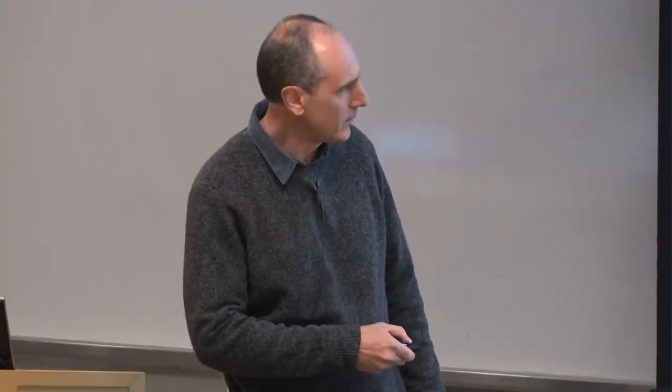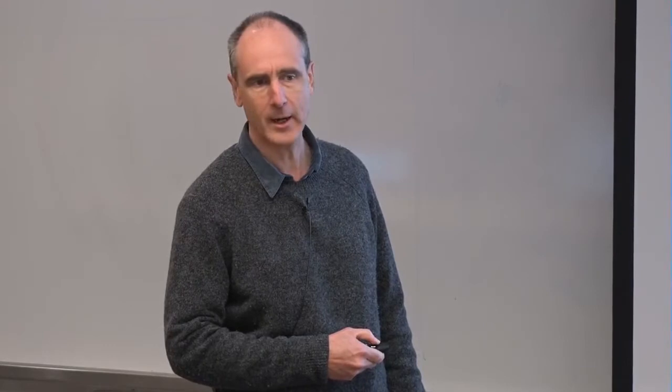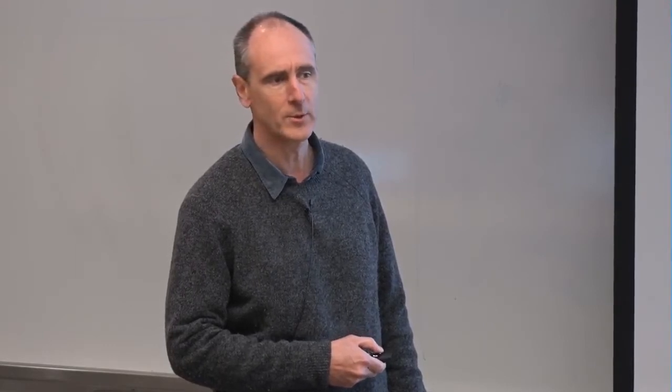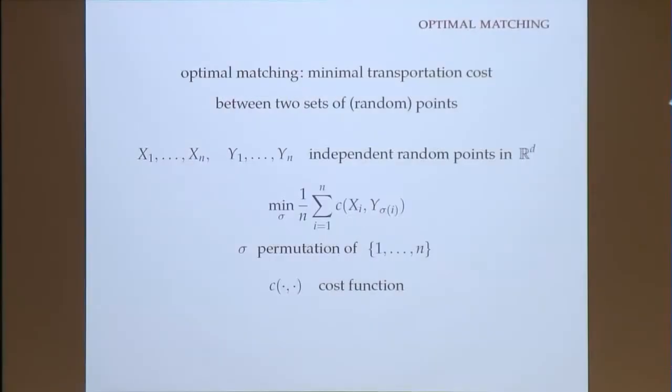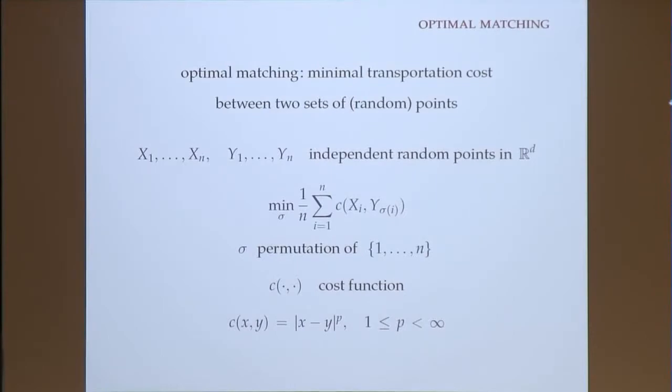And we have a given cost function. And we try to find the best fit between x_i, the coordinate x_i, and another coordinate from the sample of the y's. And here we take, therefore, the infimum over all permutations of n objects, of n coordinates. And there is a 1 over n normalization here. And the cost function here will be nothing else than the Euclidean length in R^d to some power p.